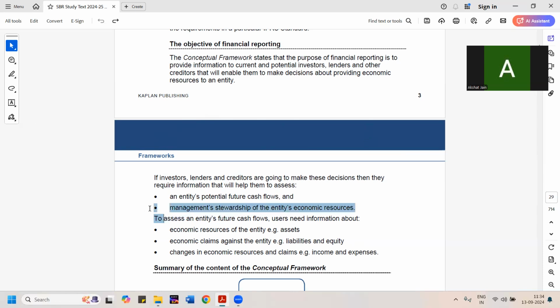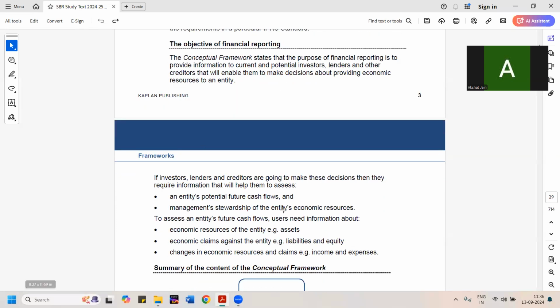However, management's stewardship of entity resources means how well the management of a particular organization is using the entity's economic resources. And by economic resources, here we mean the entity's. I'm sorry about that.